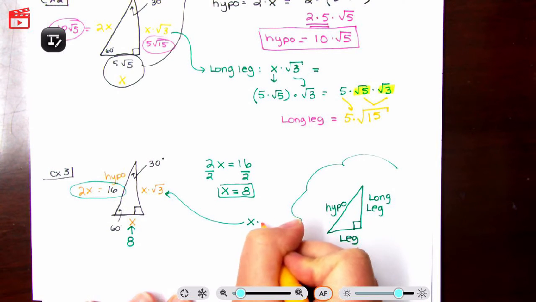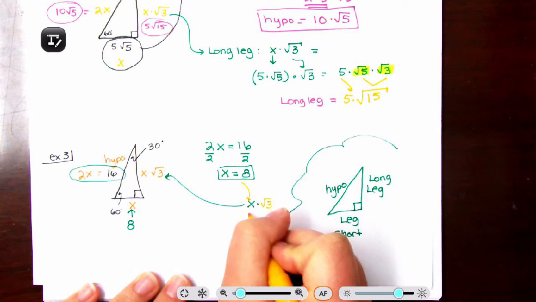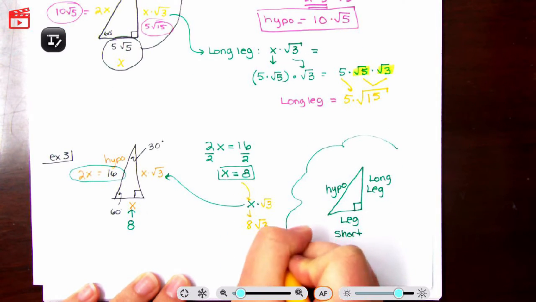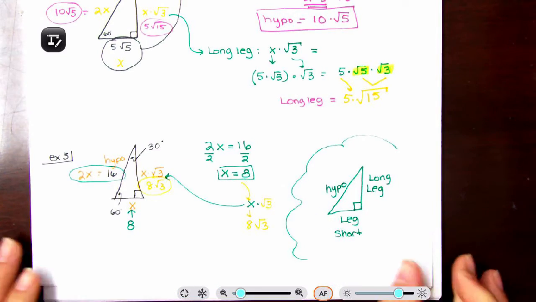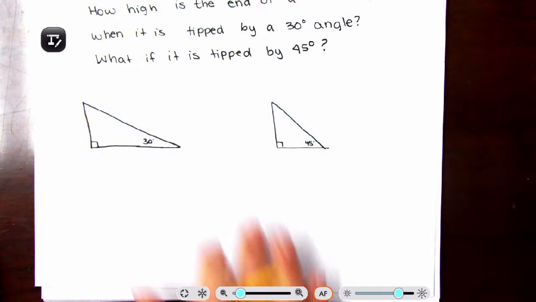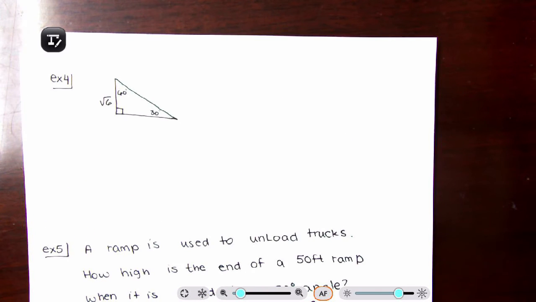X times root 3. I changed colors here. X is 8, so we have 8 times root 3 as your middle side. Let's do 2 more. We got 1 more and then a word problem. Mark it up one more time.